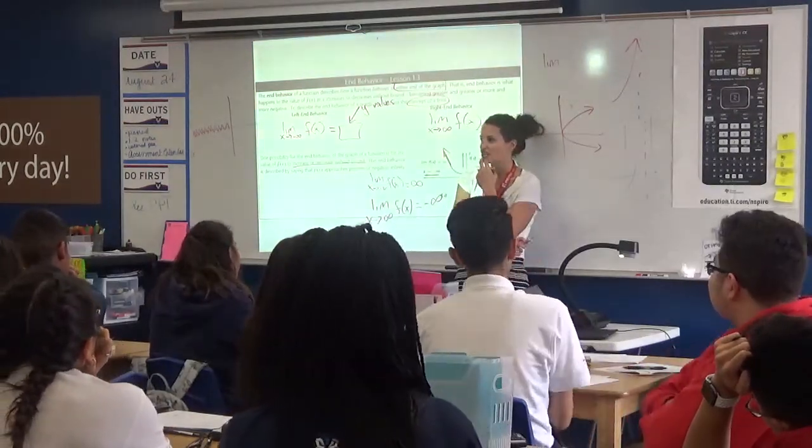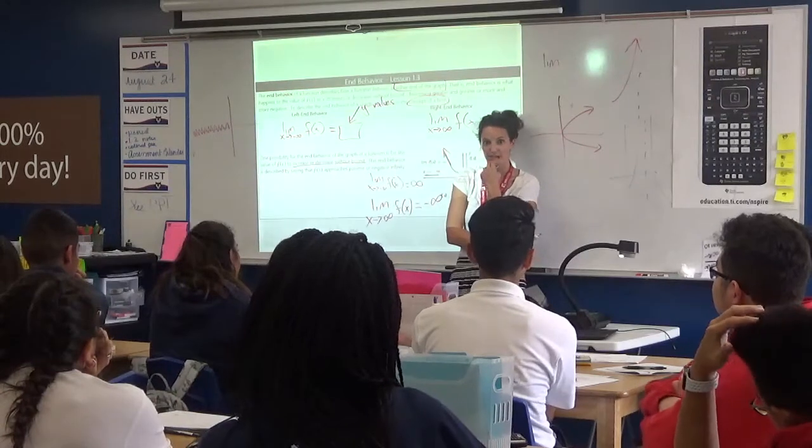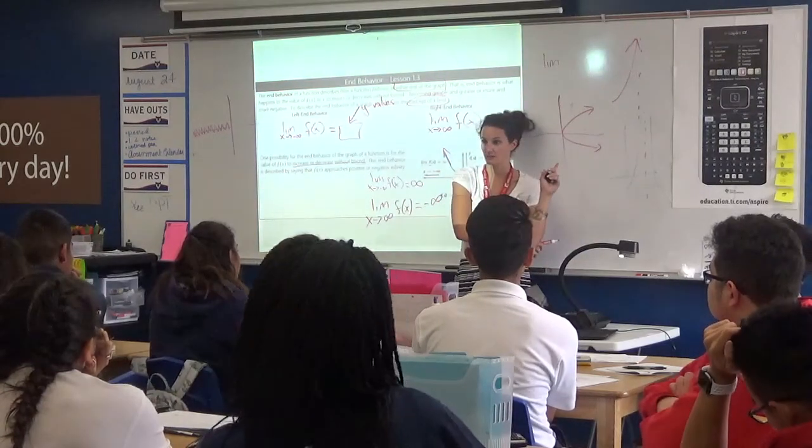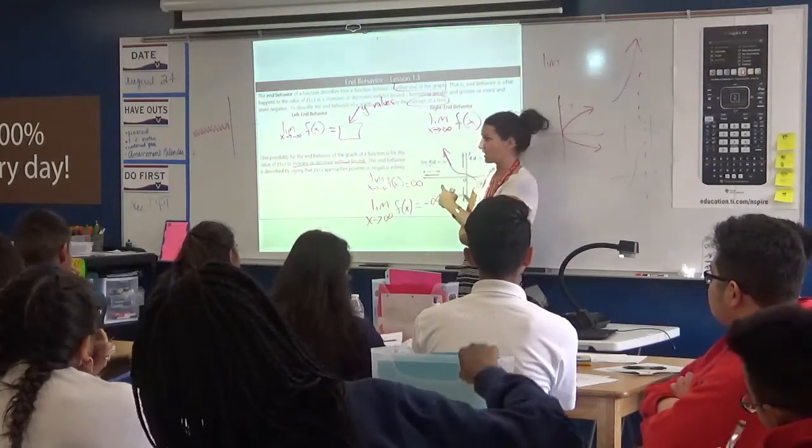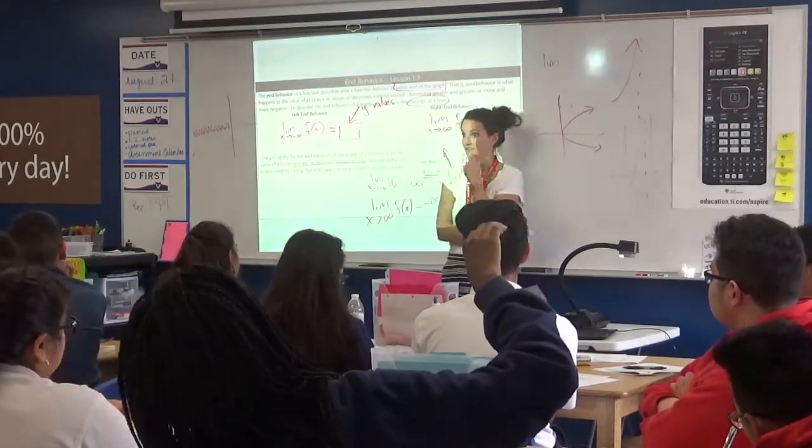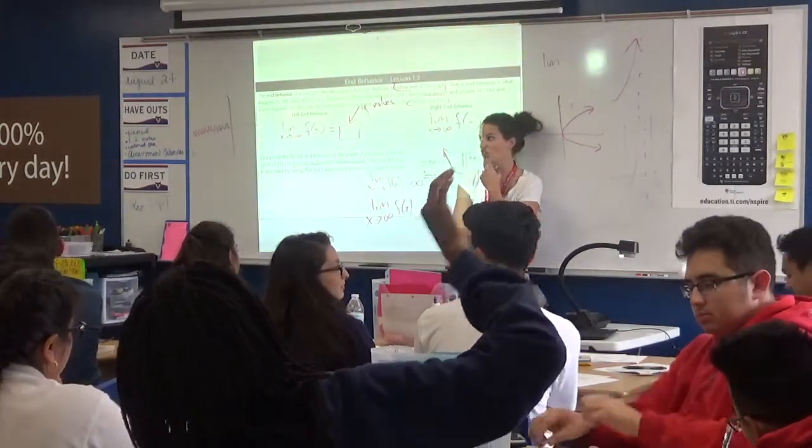Okay, this is not a function, f of x. Who remembers why this example is not a function? So we're not going to do this because we can't say the limit of f of x. Why is this not a function?